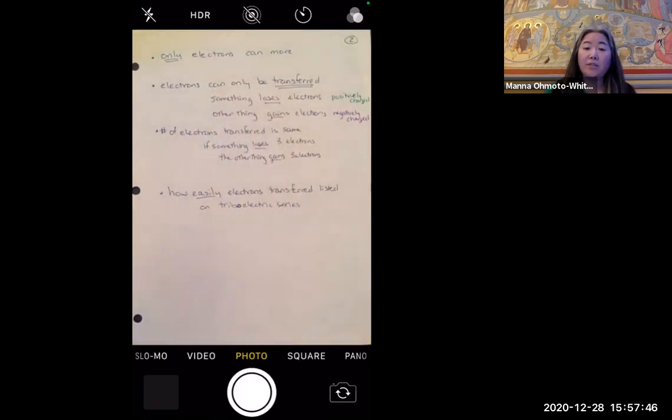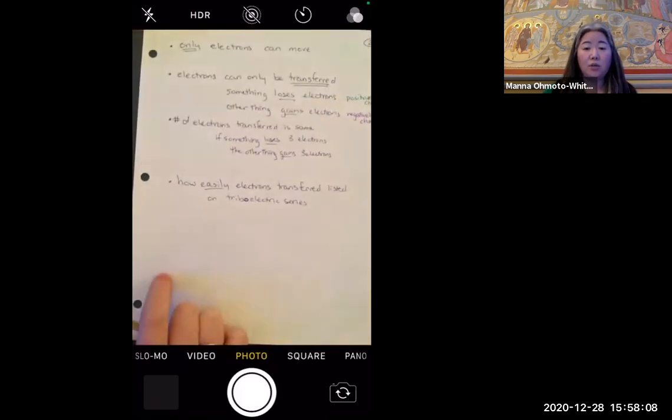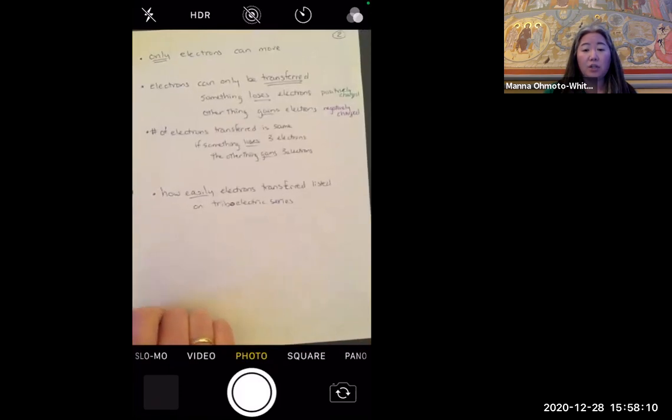When I say that they're transferred, that means that something loses electrons and another thing gains those electrons. The number that I lose is exactly the number that I gain. I can't have electrons just floating around. That's the conservation of charge, right? So when something loses electrons, it becomes positively charged, and the thing it loses electrons to becomes negatively charged, right? So if something loses 3 electrons, the other thing has to gain those 3 electrons.